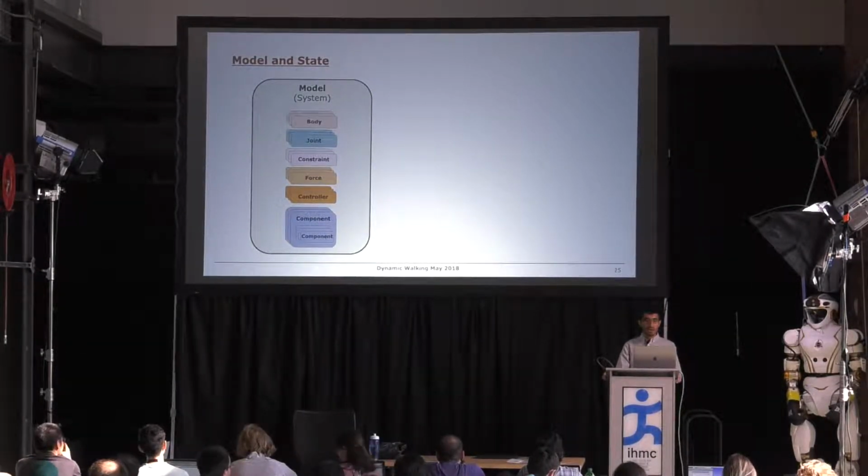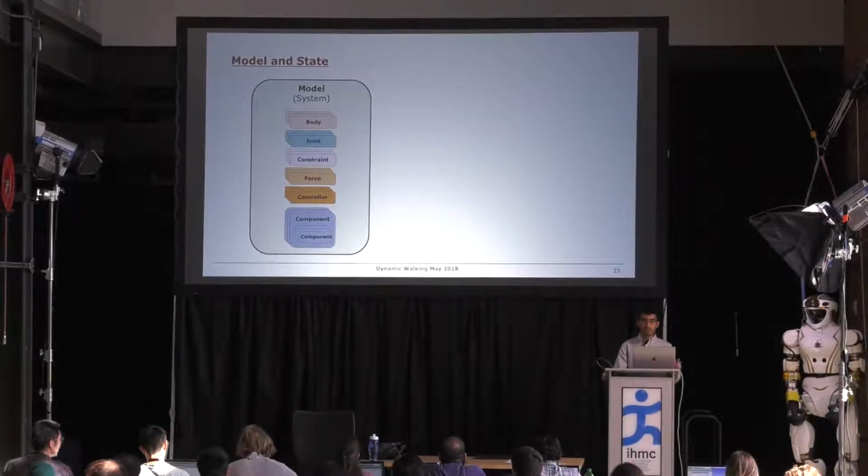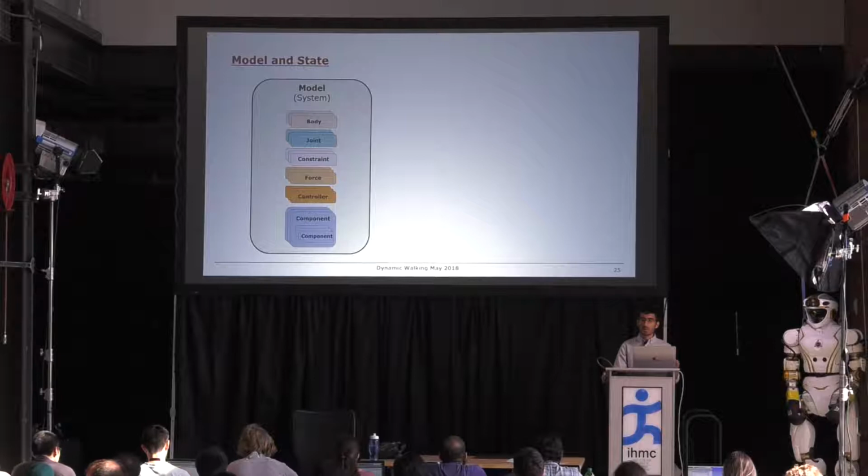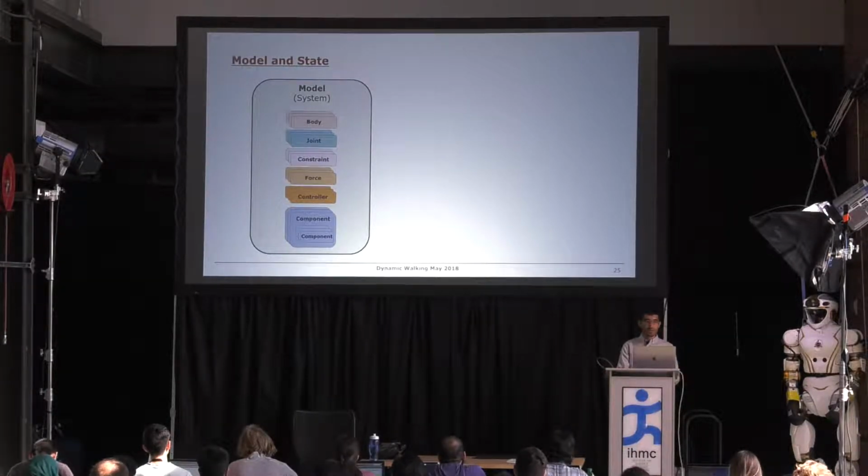So a model contains rigid bodies and joints that connect them. A model can also contain constraints, like welding a body to another body or coupling multiple degrees of freedom. A model can contain passive and active force elements. To determine the control signal for an active force element, you can add controllers to your model, such as a reflex controller that we mentioned earlier.